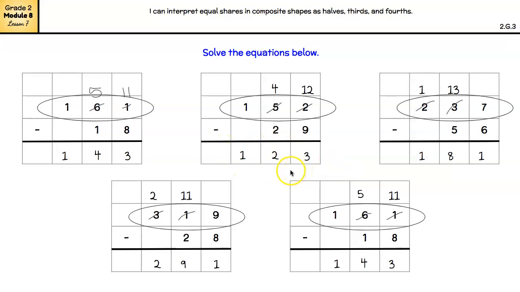Take a moment to check your work. If you need to pause, please do so. If you need to go back and rework one of the problems, take your time to do that. And then we'll be moving on to our application problem after you check your work.